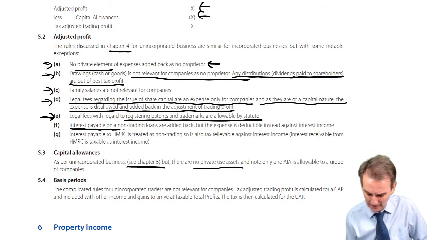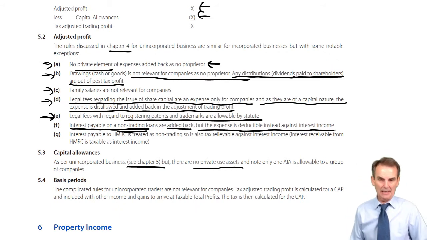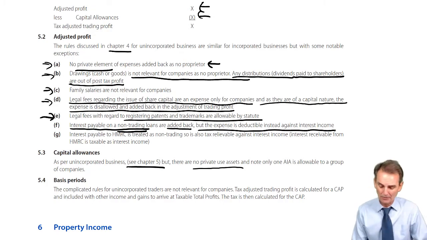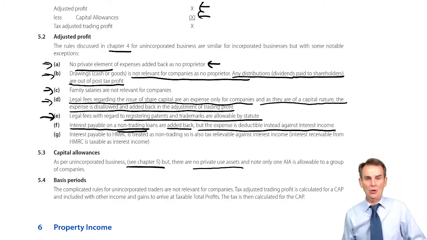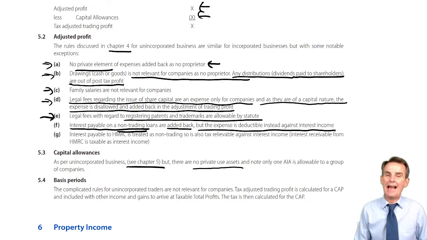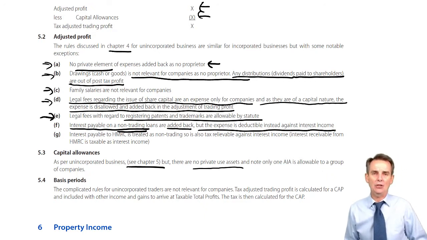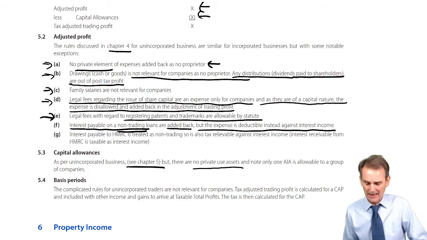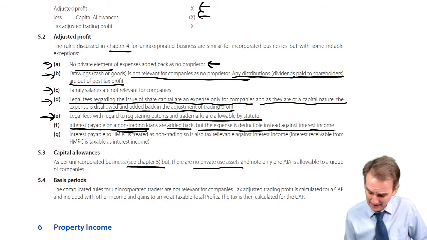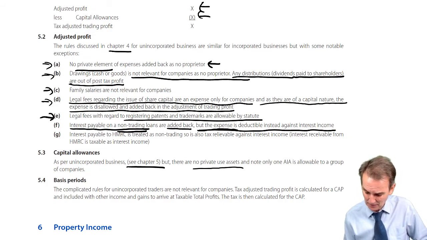Interest payable on, now here we go, non-trading loans is added back, but the expense is deductible instead against interest income. So if we've got interest payable on a non-trading loan and expense in taking out that loan, then those will not be allowable. They'll be added back in terms of our adjustment of trading profit. But we will get tax relief and it will be deducted instead against interest income. The expense is there, deductible against interest income.